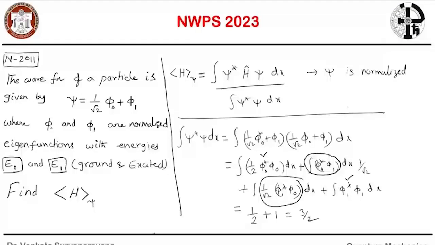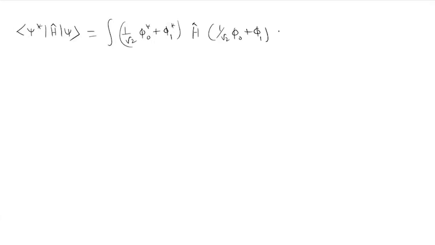Similarly, we can figure out the numerator. How much is the numerator? Let us see now. If I'm interested in psi star H psi, integral psi star is something 1/√2, phi 0, phi 1 with stars. The Hamiltonian is acting on the second part, which is phi 0 plus phi 1, and you integrate. This is the numerator.